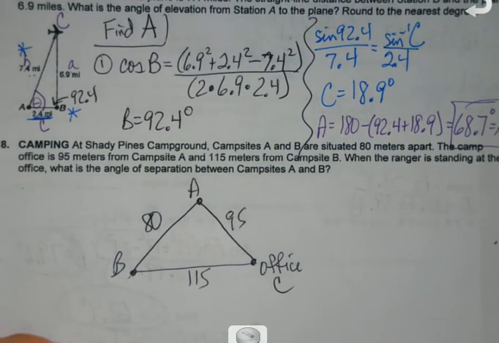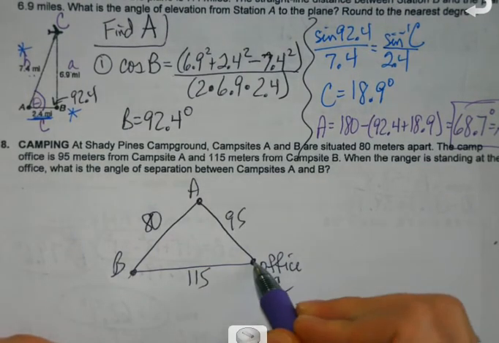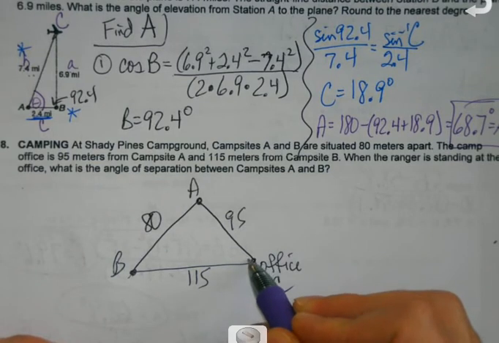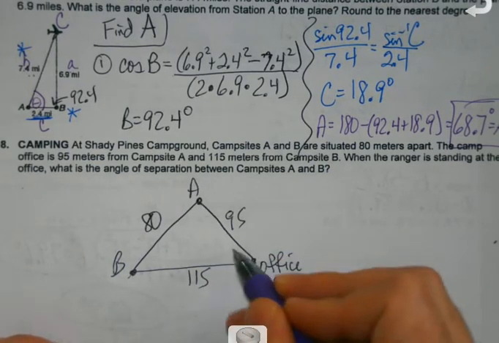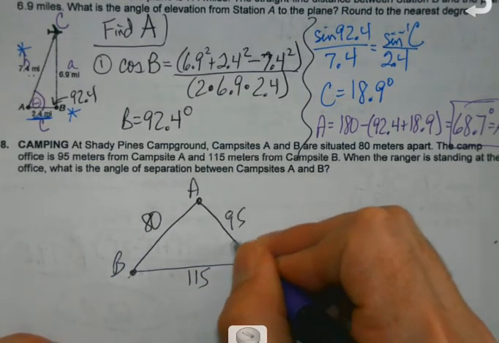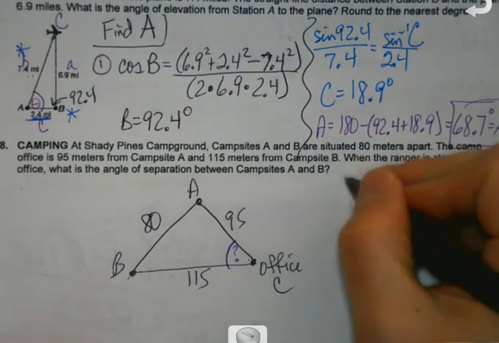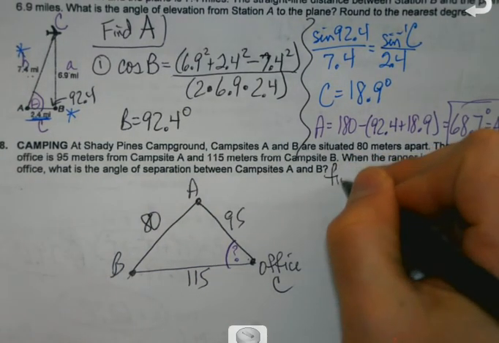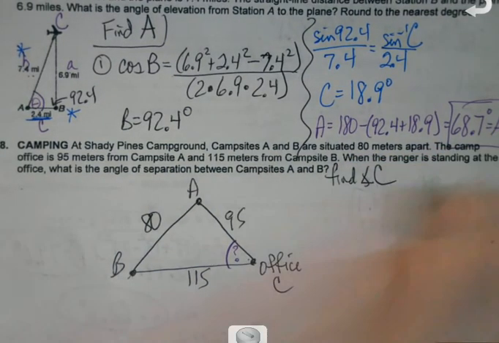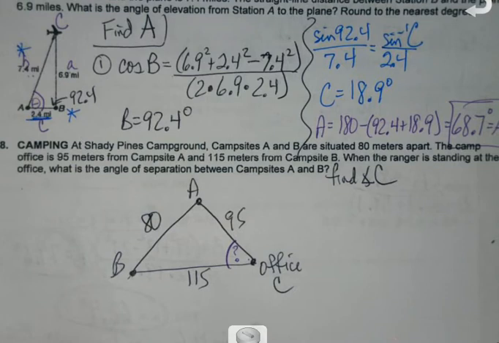Ooh, I got all the sides. So, when the ranger is standing at the office, what is the angle of separation between A and B? In other words, how big is that angle? So you're like, okay, so I want to find angle C. That's my goal. Now again, might I be able to do it directly? We'll see.